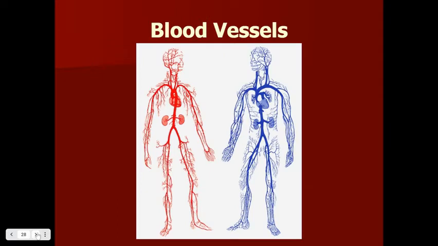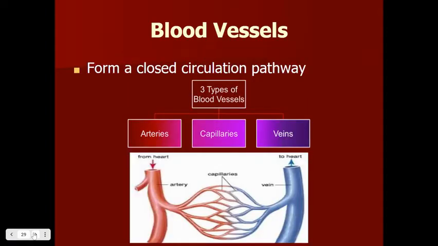So we've talked about blood. Now we'll talk about blood vessels, which the blood is moving through. Our blood vessels form a closed circulation pathway. So our blood doesn't just fill our bodies, our blood is always contained within our blood vessels. And there's three types. We have arteries, capillaries, and veins.